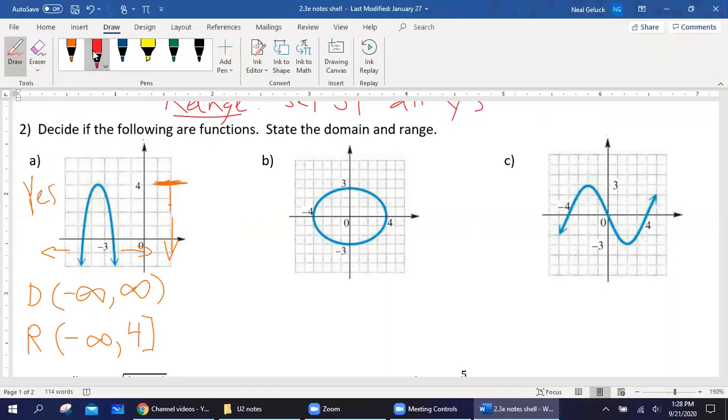For letter B, this is technically an ellipse. If I pass a vertical line through it, it hits it more than once, so this is not a function. It still is a mathematical object, it's just not a function. And we can still do its domain and range.